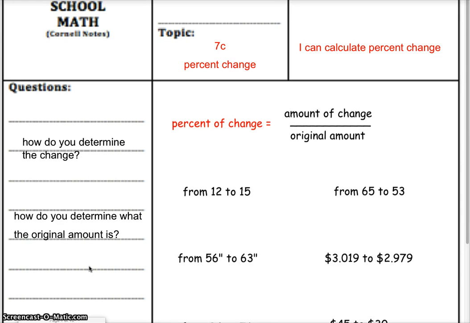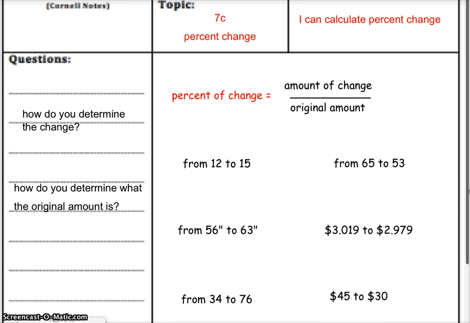On to percent change today with our Unit 7. Your learning target: you can calculate percent change. So the formula for percent change is the amount of change over the original amount. The amount that it changed over the original. What I do is I do big minus small over original.